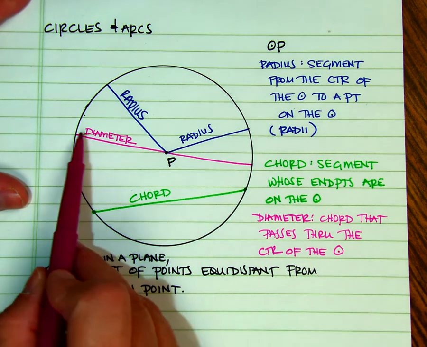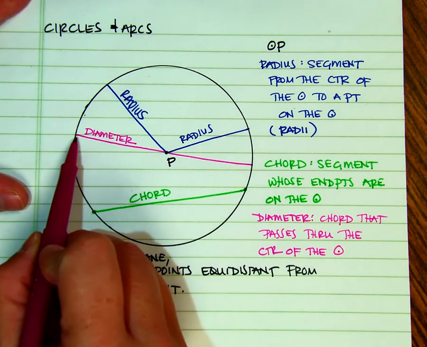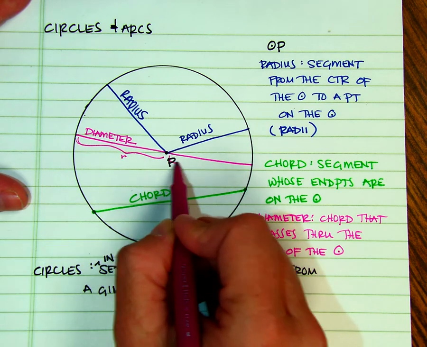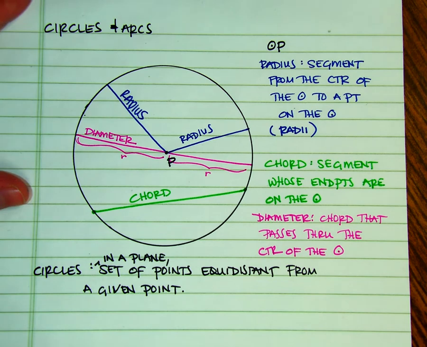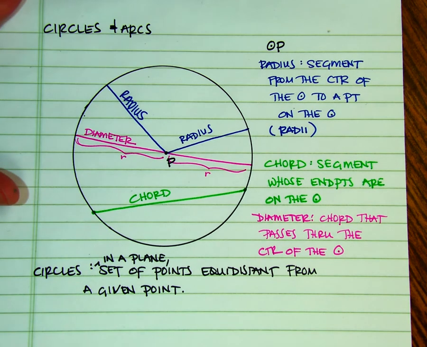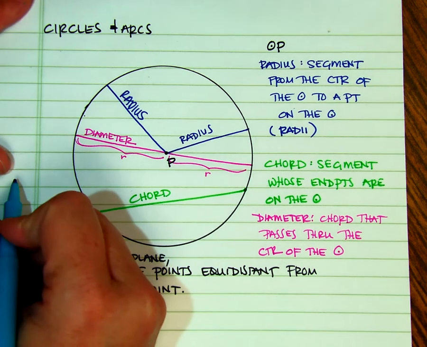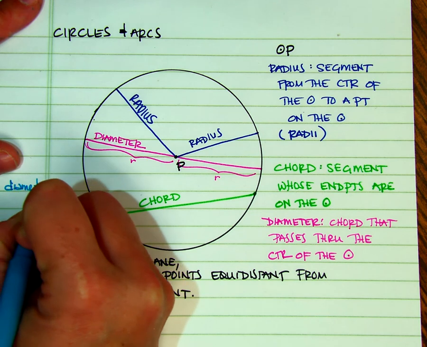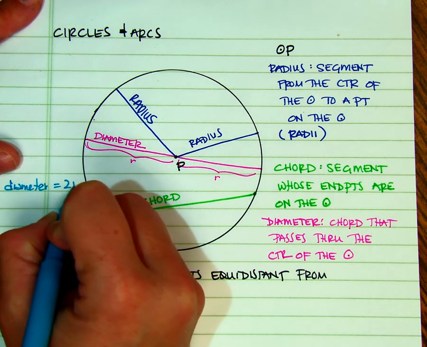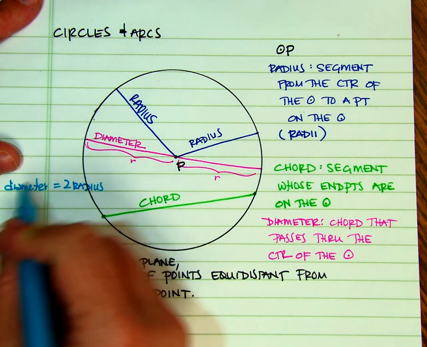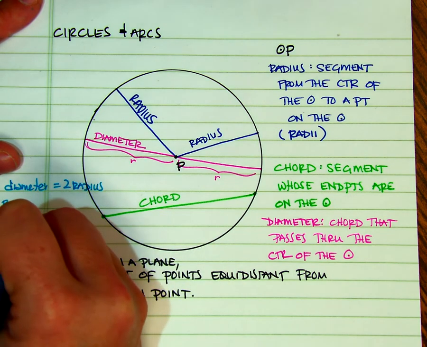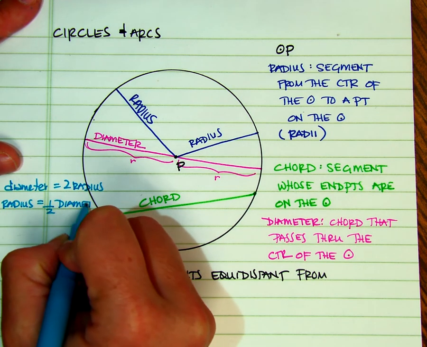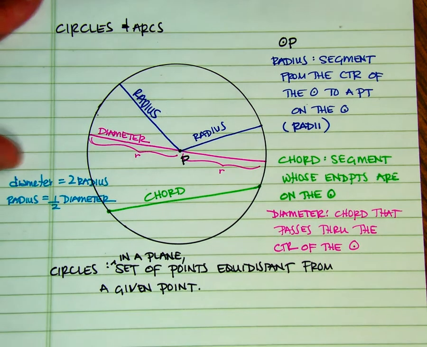If you notice, there is a relationship between the diameter and the radius. So this much is a radius, and this much is a radius. So there is a relationship between the diameters and the radii. So we could say that a diameter equals 2 times the radius, or a radius equals half a diameter. Okay?